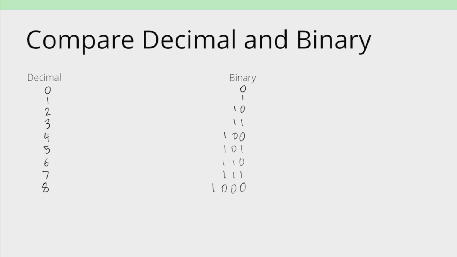Okay, so notice how I represent the number 8. It's 1, 0, 0, 0. The number 7 is 1, 1, 1. The number 6 is 1, 1, 0.